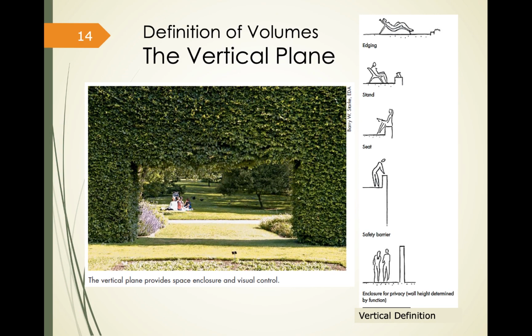In general, it may be stated that when interest is to be directed to an object within a given area, the elements of containment must focus attention inward, such as shown in the left picture. Vertical planes provide not only containment, screen, and backdrop, but often become the dominant spatial feature as well. Other vertical elements may include furniture set about on the base plane. As you can see in the right picture, the vertical element could act like an edging, stand, seat, safety barrier, and also as a wall for enclosure for privacy.